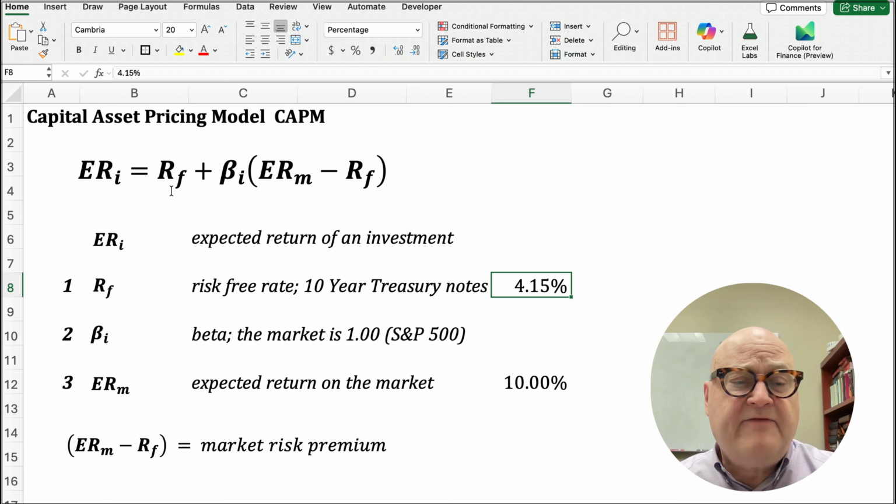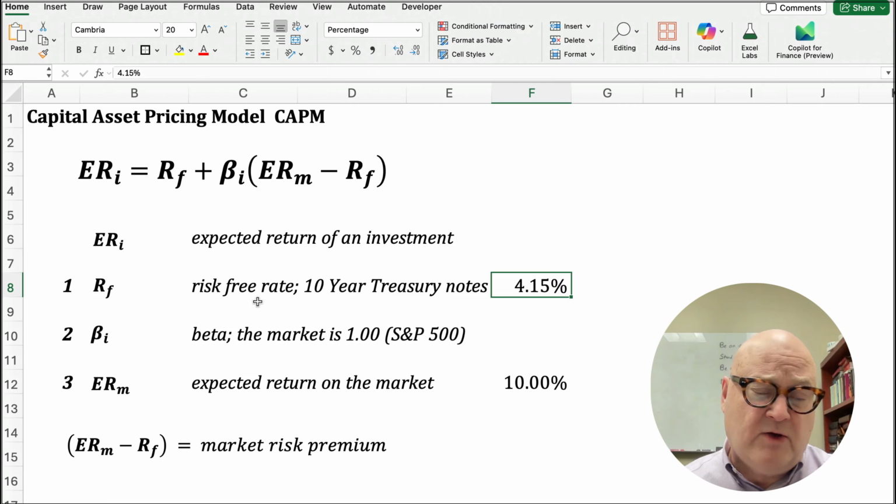Number one, the RF here is called the risk-free rate. And the way that it works is typically we use the 10-year U.S. Treasury notes. What's the yield? I looked that up just a minute ago, and it's right at 4.15% is the yield on 10-year Treasury notes. So the idea is you can invest in a 10-year Treasury note, and you can get not 4.5, but 4.15% return over the next 10 years. You get that risk-free, without the government missing payments, so you'll get your money. So we start with that.